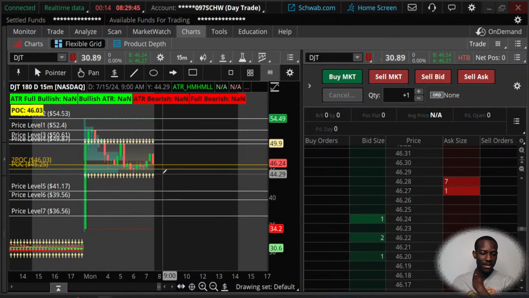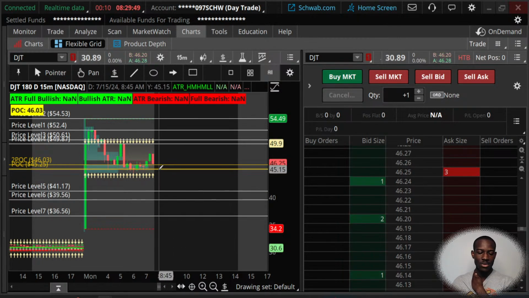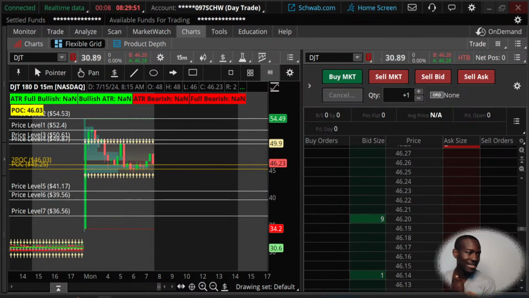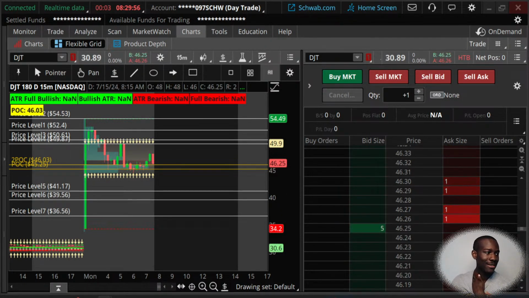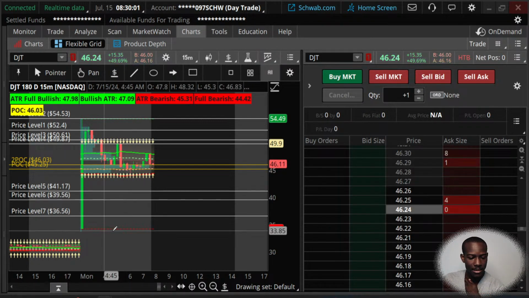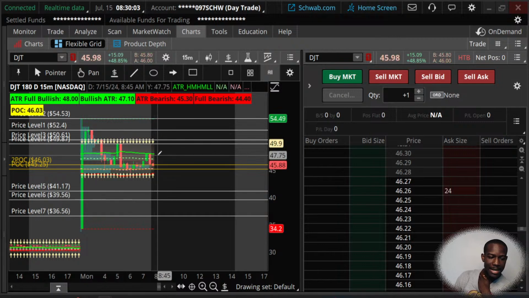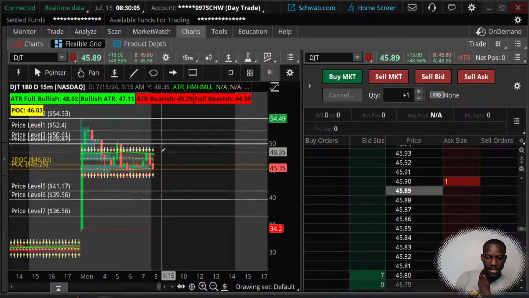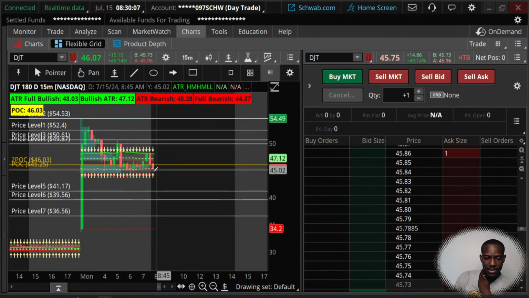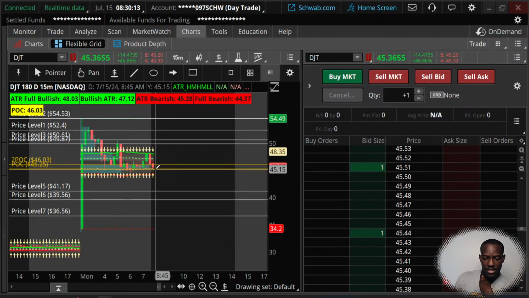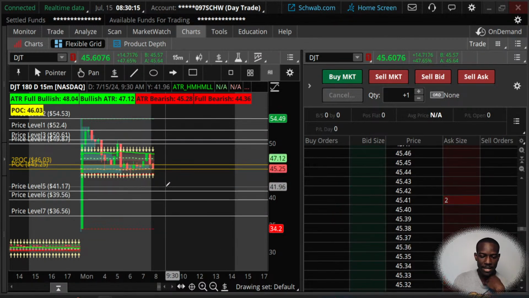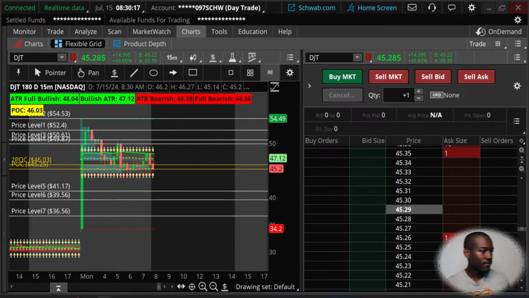DJT is testing that first point or that second point of control and testing back towards the original point of control right now. I'm going to watch it out of the open and see if it dives below this, and then I'm going to flip over to SCNI. All right, there's the open. So ATR high for DJT is up here at the 48.01, testing the first bottom or the first bearish ATR right here at the 45.25. We'll see if it cracks that down.